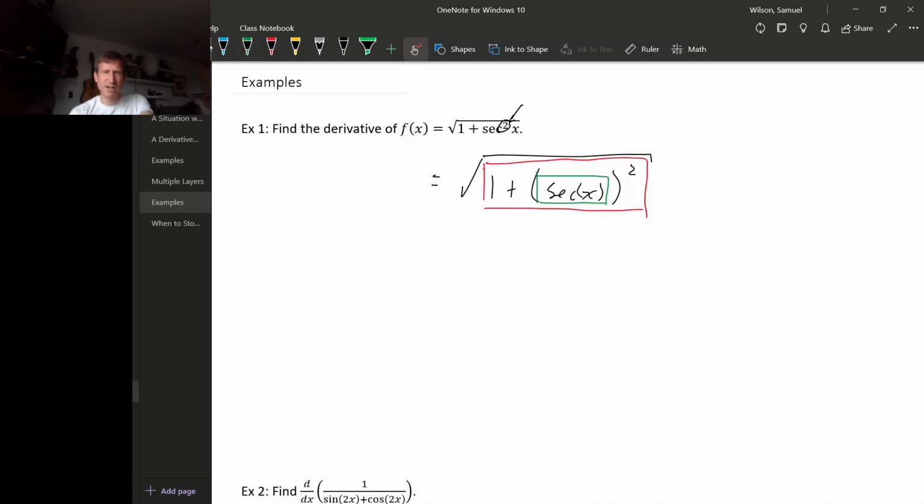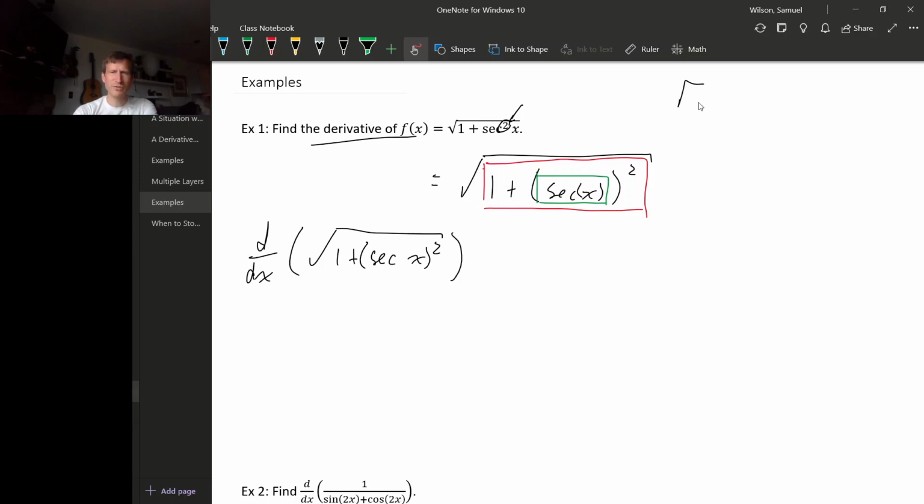So because we have two layers of inside, when we go to calculate the derivative of this, we'll use the chain rule twice. All right, so since we're looking for the derivative of this function, let's find the derivative of square root 1 plus secant x squared.